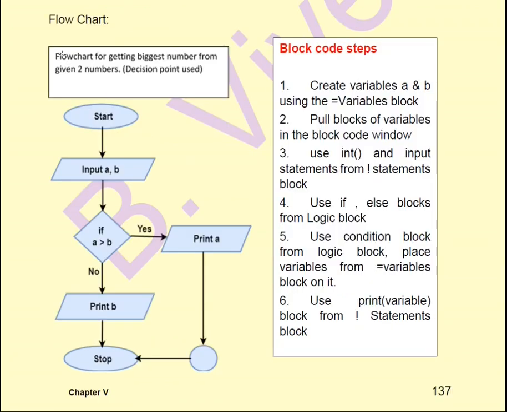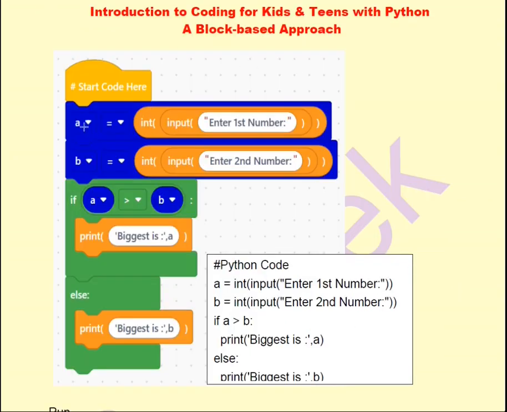This is the flowchart for getting the biggest number from given two numbers. Decision point used. That means we are going to use a decision box. So again start, input A comma B. If A is greater than B, yes, then print A and stop. No, print B and again stop. The steps for the block code are like this. So here is the block code now.